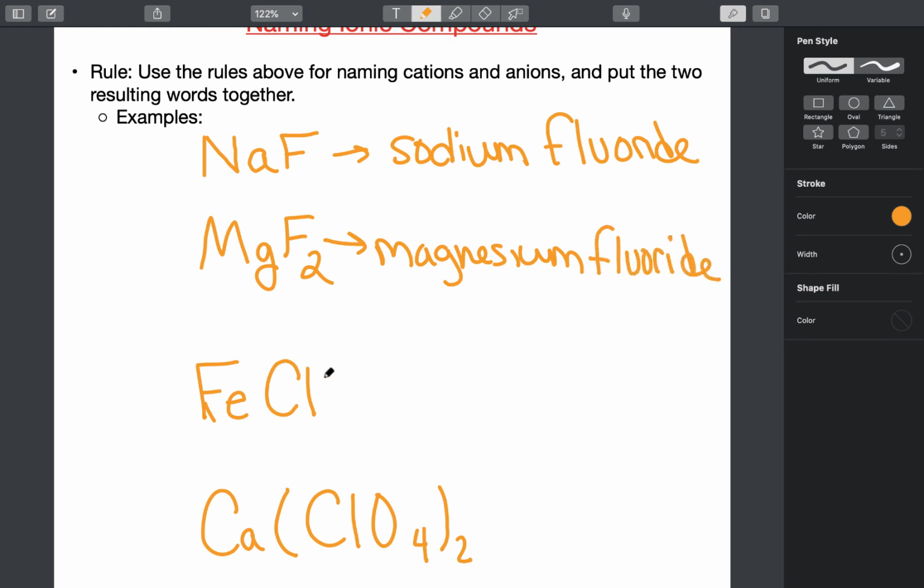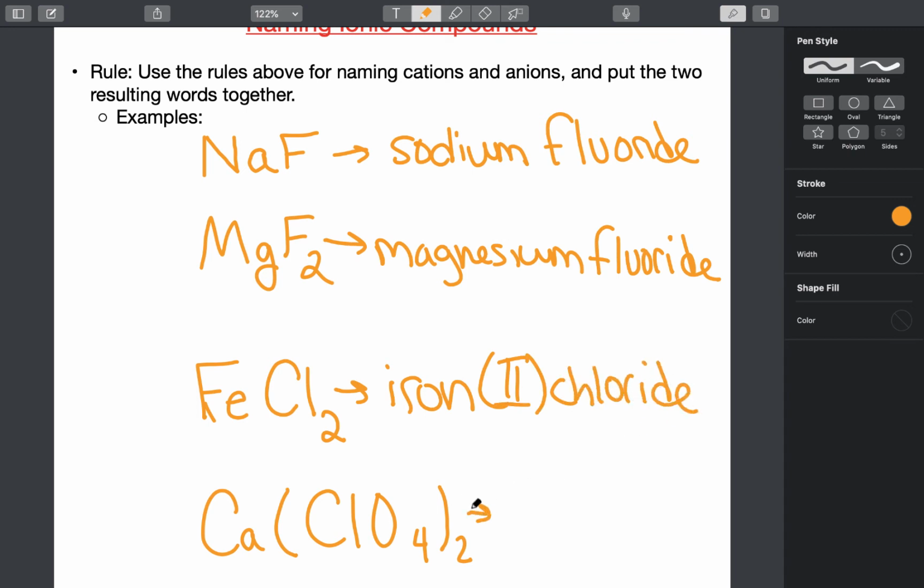So the next one, you have to be careful here. I should have had a 2 here, so sorry if you got a little confused. Here we have an iron and a chlorine. Remember, the tricky thing here is that iron is a transition metal, so therefore you have to indicate the charge. In this case, it's +2, so it's iron 2 chloride.